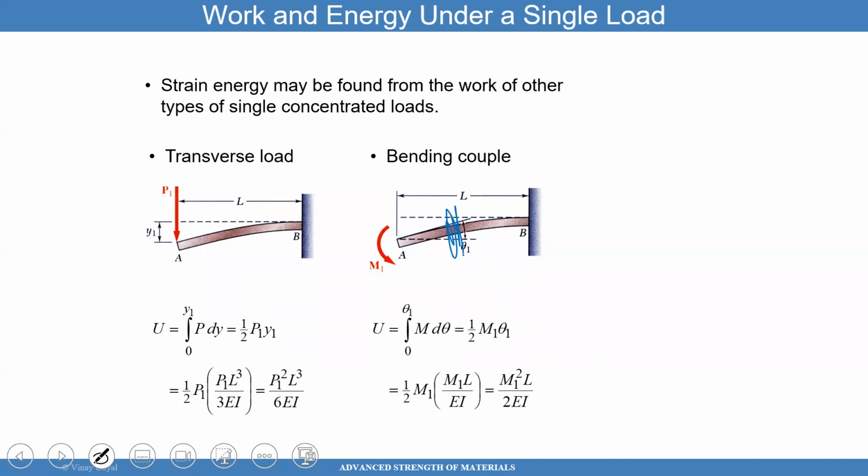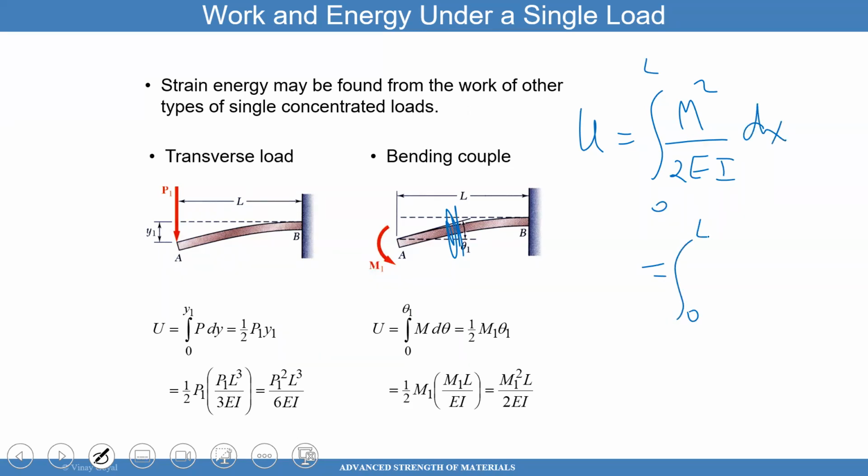So let's look at the formula for energy. Energy equals the integral of M squared over 2EI, 0 to L, dx. Let me ask you this: what is that integral? If I apply load M1 and do a cut here, what is the moment that balances that? Negative M1. But do I care if it's negative? It's M1 squared, isn't it? M1 squared over 2EI dx.